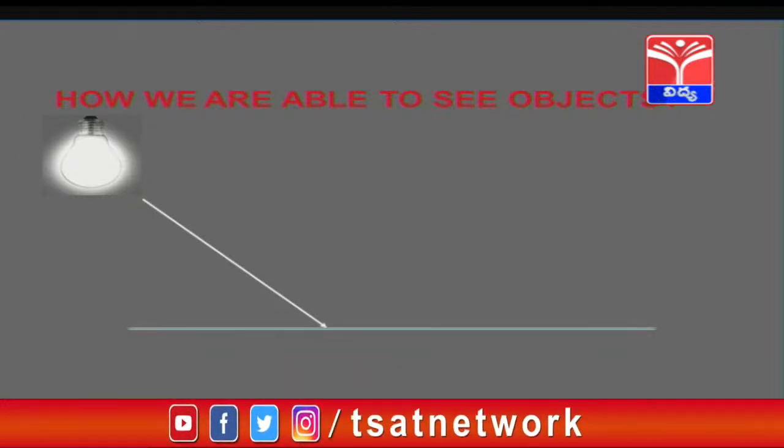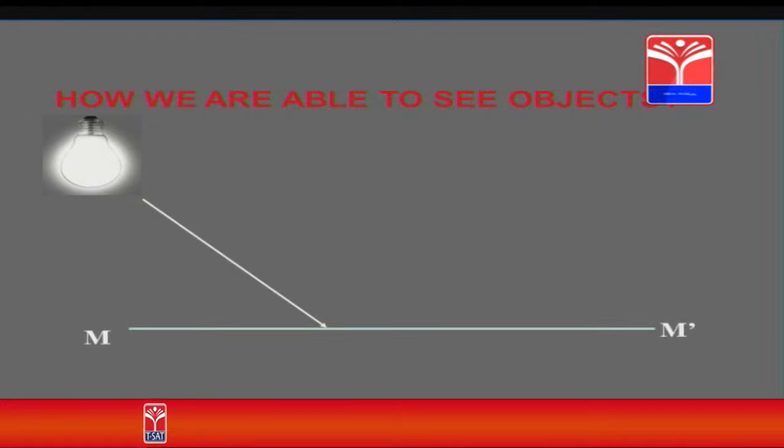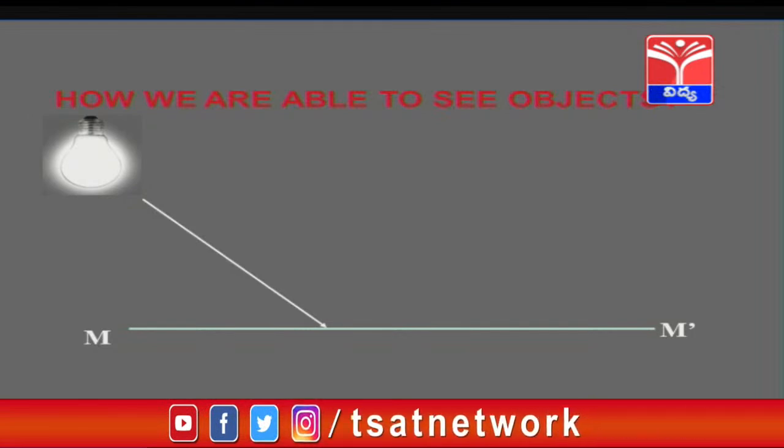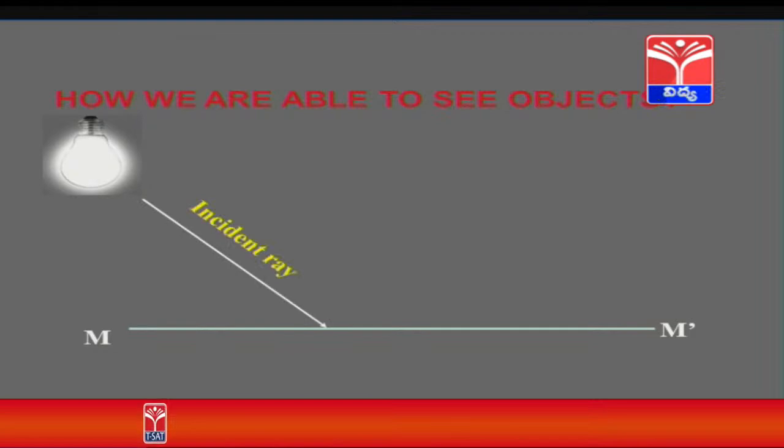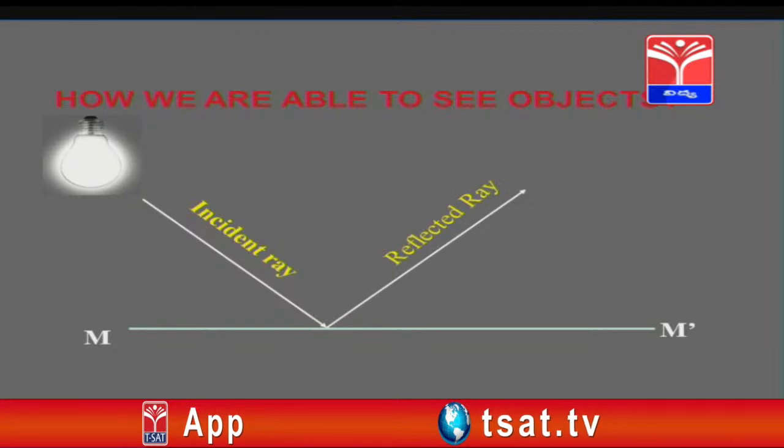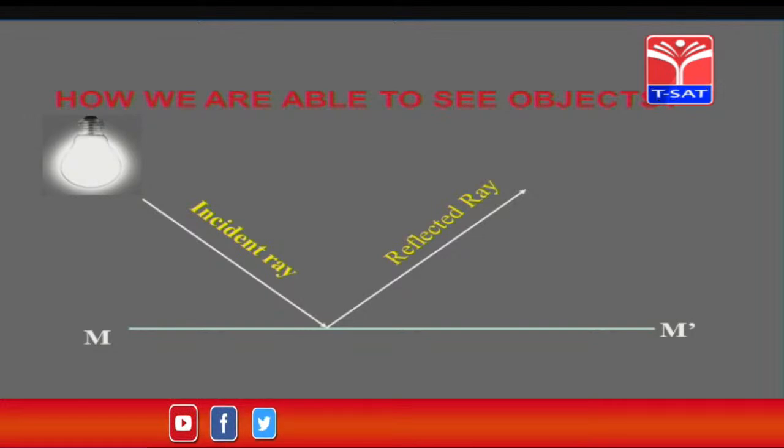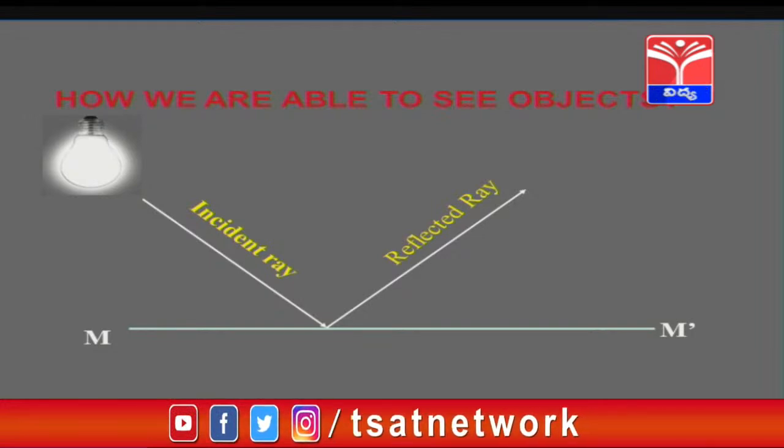Here the light ray touches the surface called M1. What happens then? As M1 is an opaque object, it reflects the light. The light which came from the source and touches the surface is called the incident ray. After the incident ray has touched the surface, it reflects back. So the ray reflected from the surface is called the reflected ray.